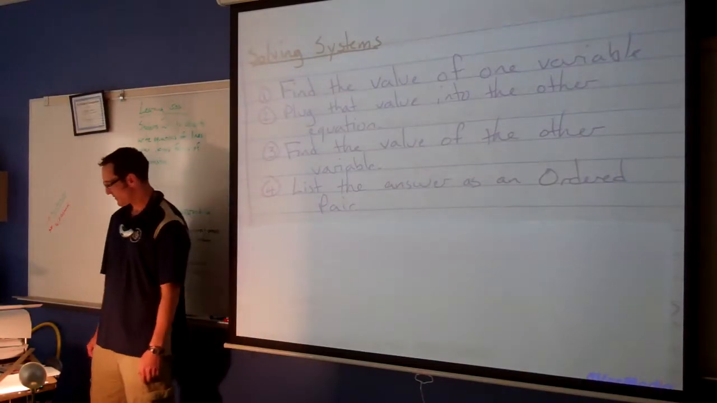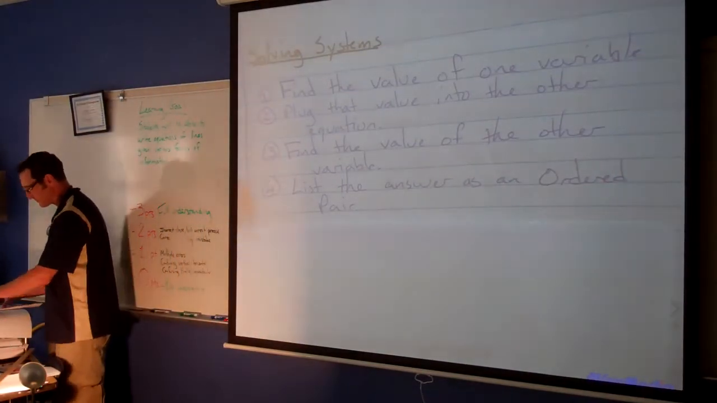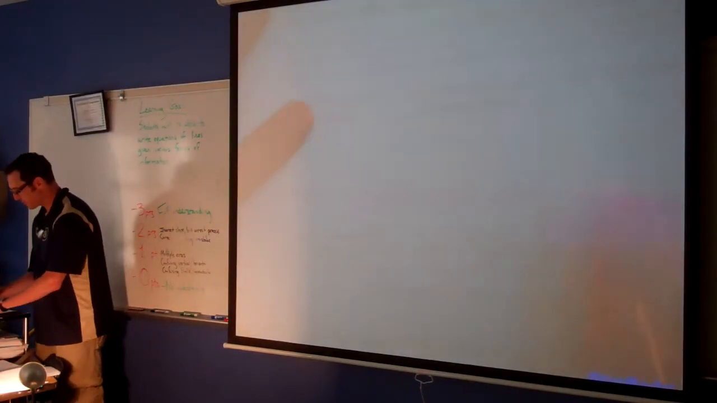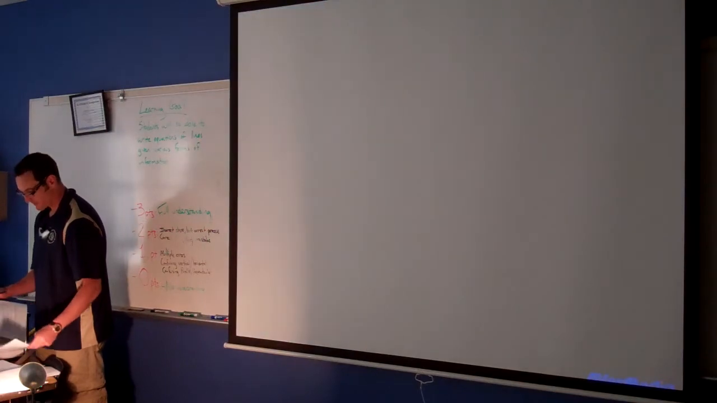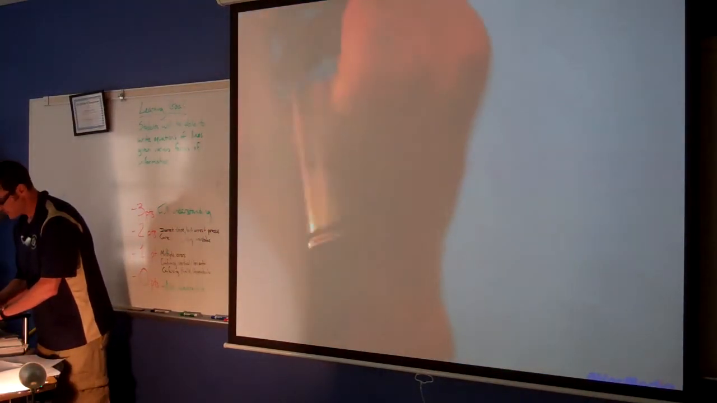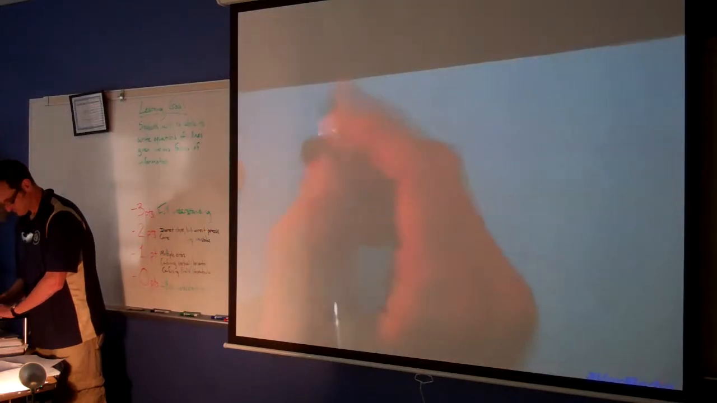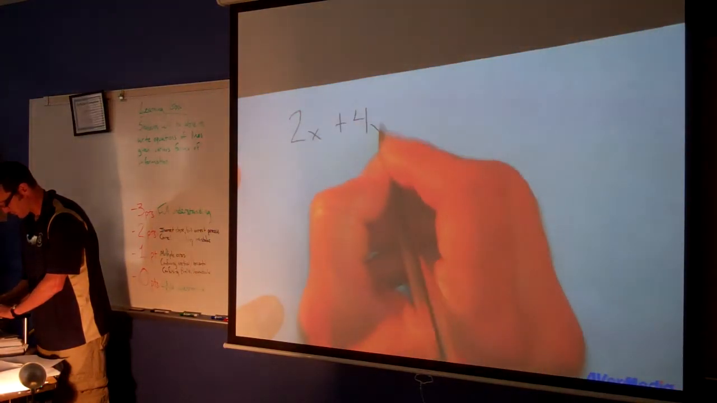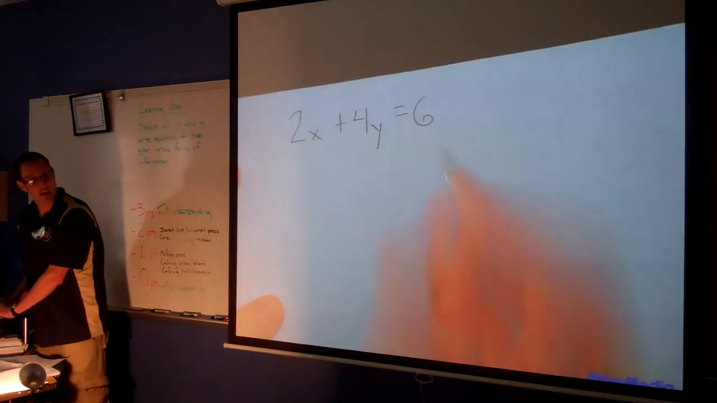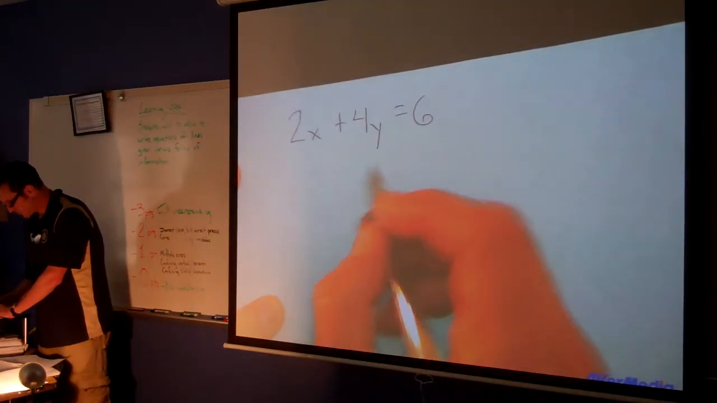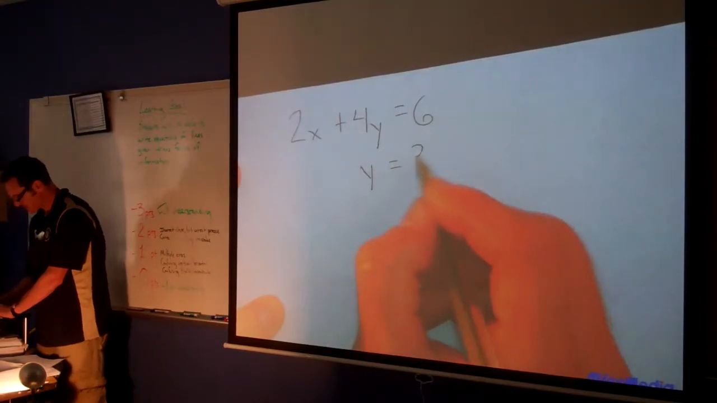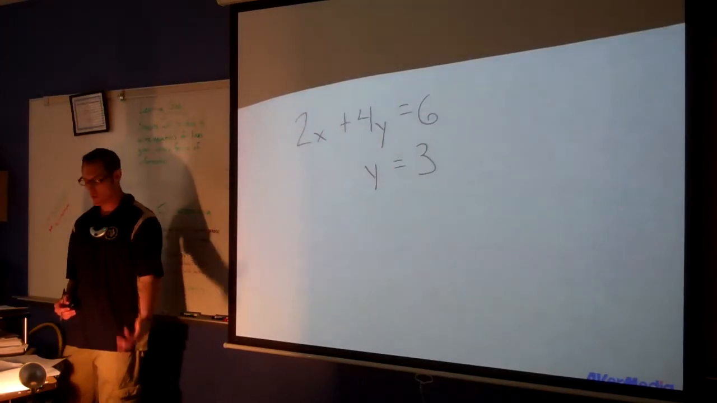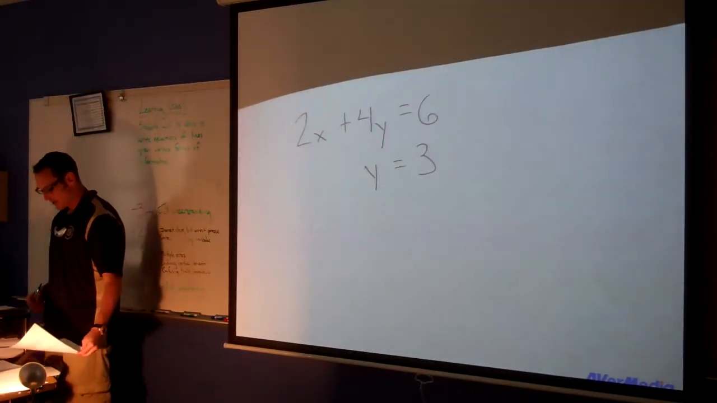So let's start with a basic example of a system of equations, and then we'll solve it going through that process. So the first system that we'll work with looks like this. The two equations, we have 2x plus 4y equals 6, and we have y equals 3. So that's the first example of a system of equations. Remember, it's more than one equation working in a graph.